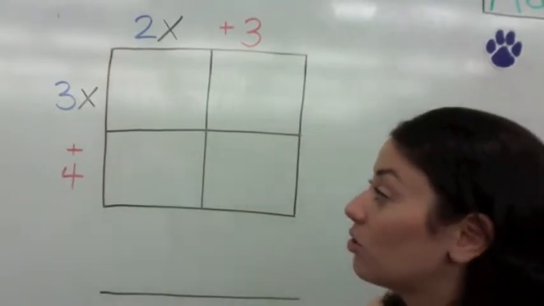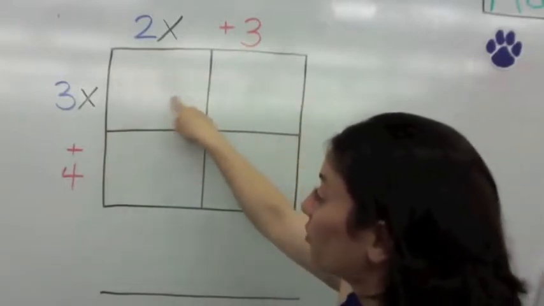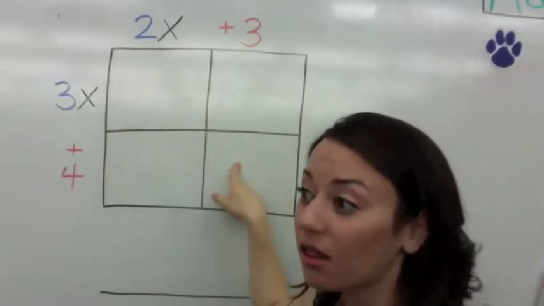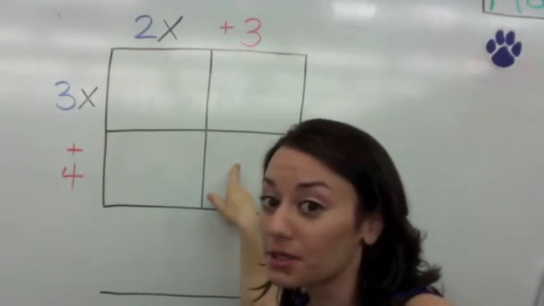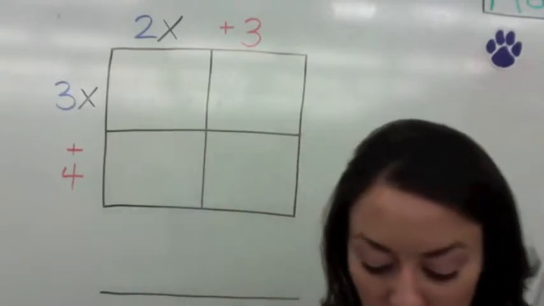Very good. Okay, so who remembers what this box is called? Remember, there's a square with 4 little squares on the inside. Starts with an L, rhymes with addis. Lattice. Good. This is a lattice, and we use this to multiply binomials.